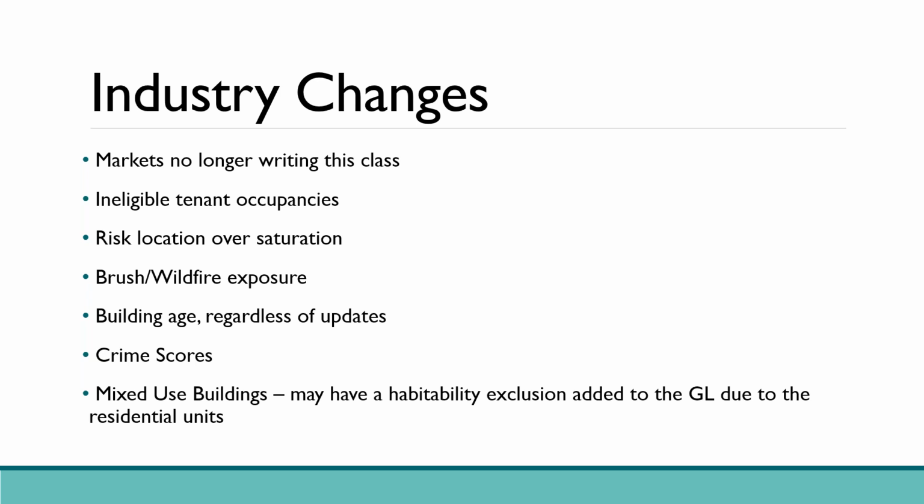And now a new thing that's definitely popping up is crime scores. I'm having to run a crime score for every risk that I'm writing, and carriers are having guidelines on that. So if your crime score is too high, then that's another reason that I'm definitely seeing non-renewals or carriers declining a risk. And then on mixed use buildings, especially when it's on a non-admitted basis, there is generally a habitability exclusion. That is true in California, not necessarily in all states outside of California. However, some carriers are starting to add that on regardless of the state that the risk is located in.